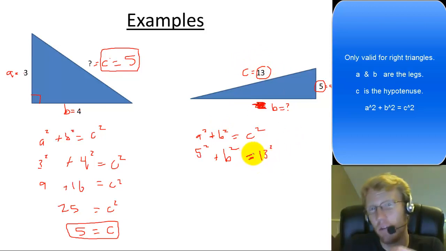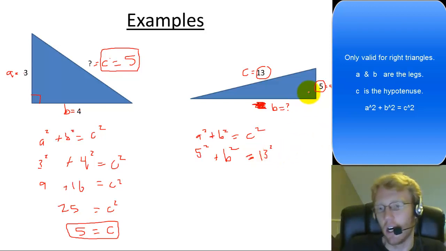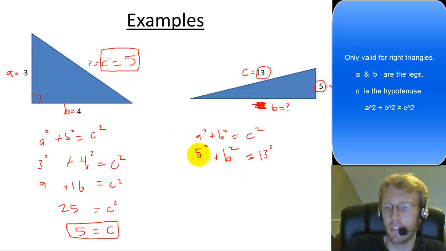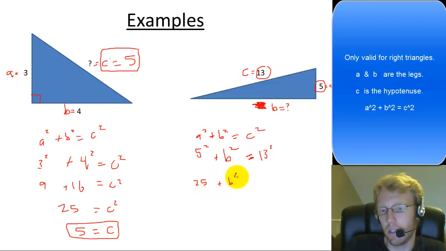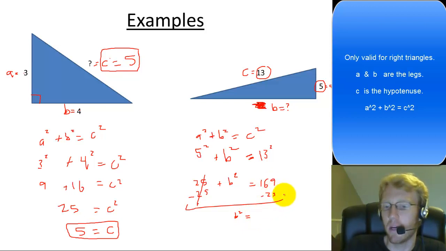And it's important also that when you get your answer, use common sense. Our answer for this leg has to be smaller than 13. So if you do it wrong, you'll get an answer that doesn't make any sense. All right, let's solve this equation out. 5 squared is 25, plus b squared equals 13 squared is 169. Now subtract 25 from both sides. Cancel, so you get b squared equals 169 minus 25 is 144.